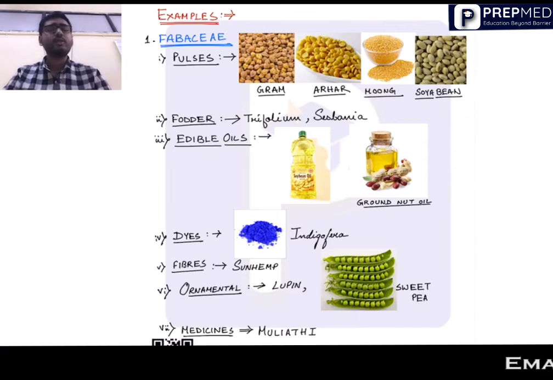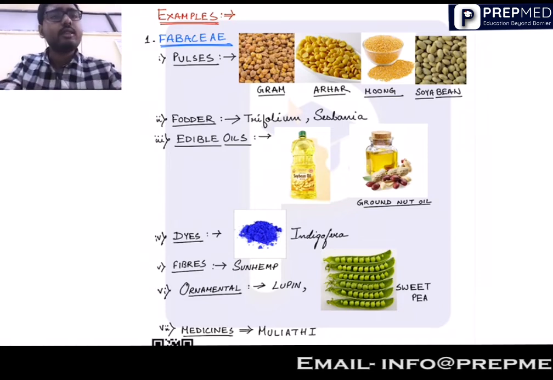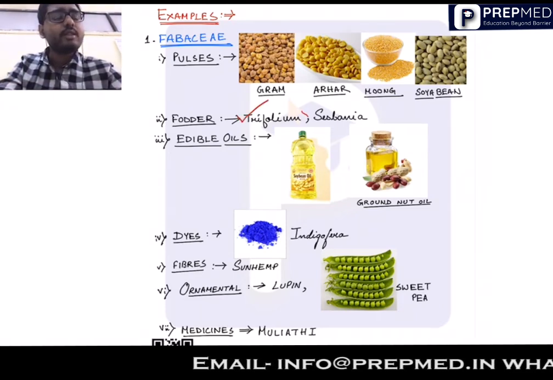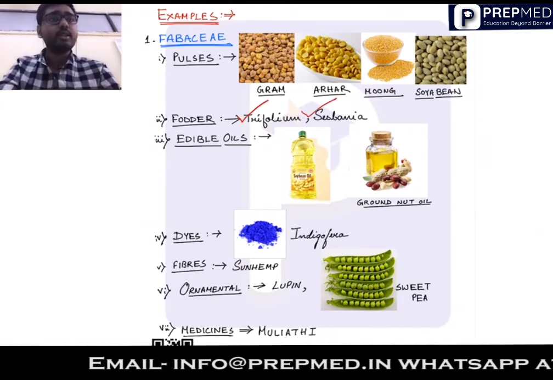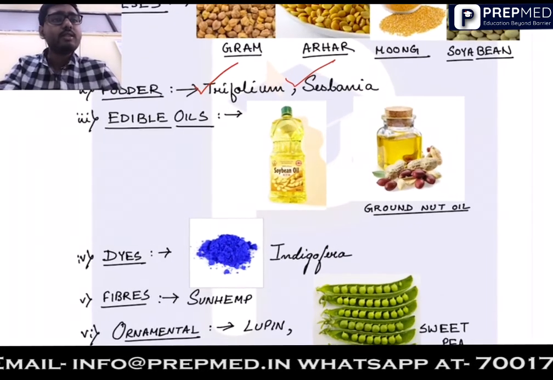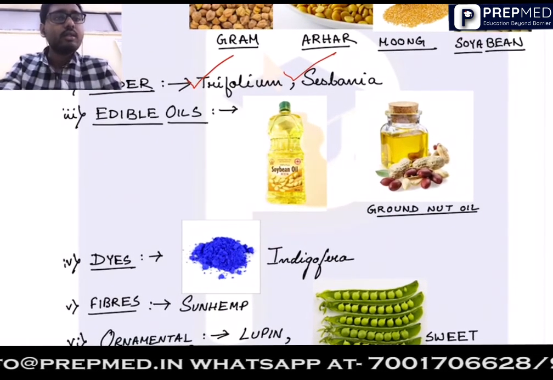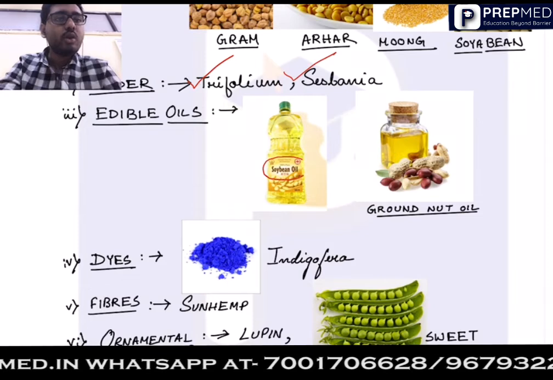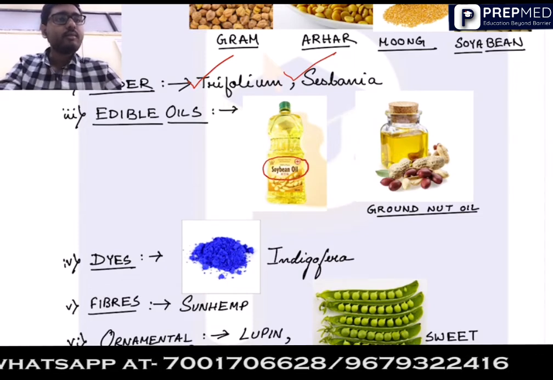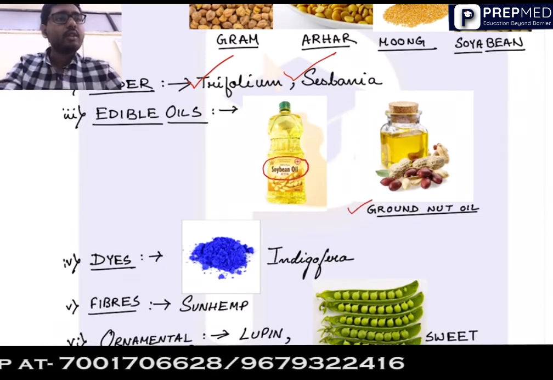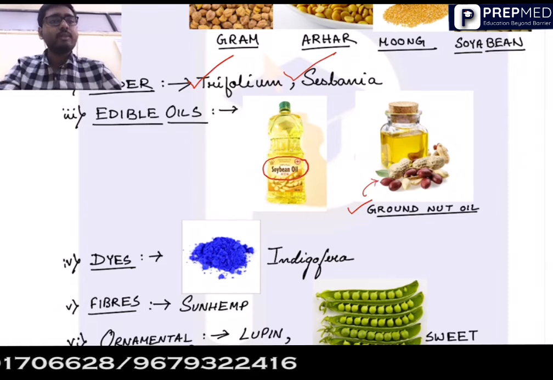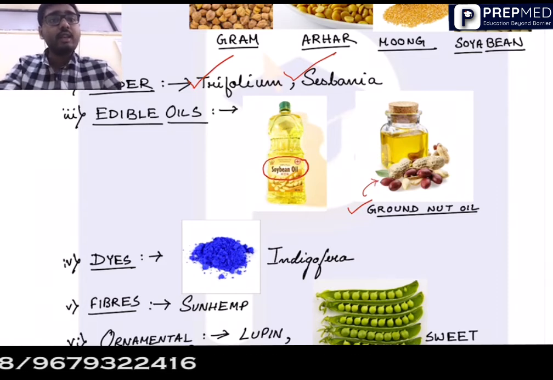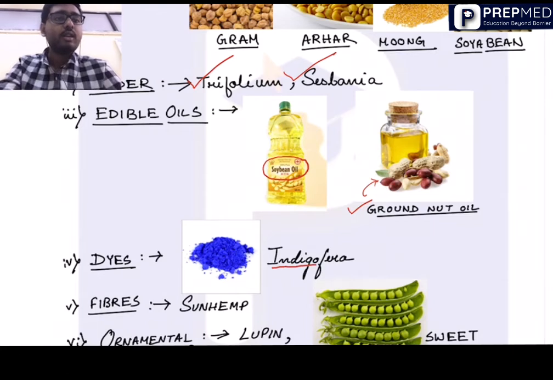Fodder is something which we give to animals as food. So the fodder examples are Trifolium and Sesbania. Please try to remember them. For edible oils, you can see the image of soya bean, and here it's groundnut oil. Dye comes from indigo. You can see the color indigo, so you can remember it's Indigofera.